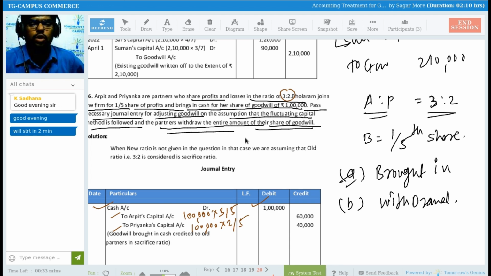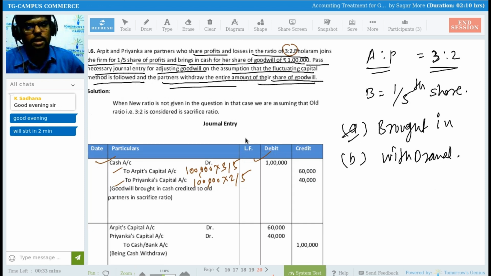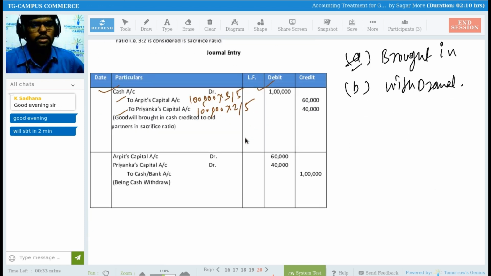And then what they are saying, entire amount is withdrawn. If the entire amount is withdrawn, then which entry will pass? Exactly the reverse entry, sir. Arpit's capital account, Priyanka's capital account to cash account.